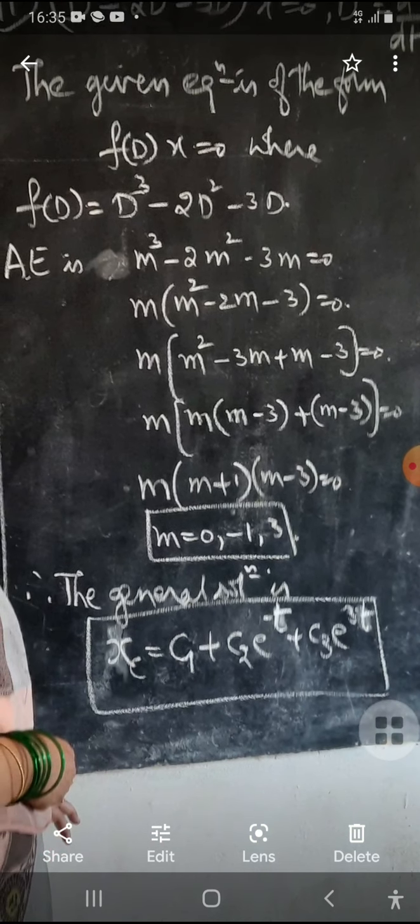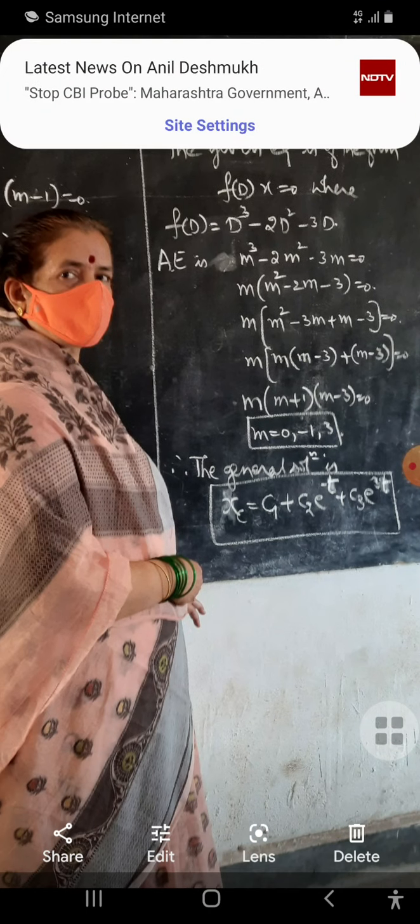The general solution is yc. Here the function is x. So x is equal to c1 plus c2 into e power minus t plus c3 into e power 3t.